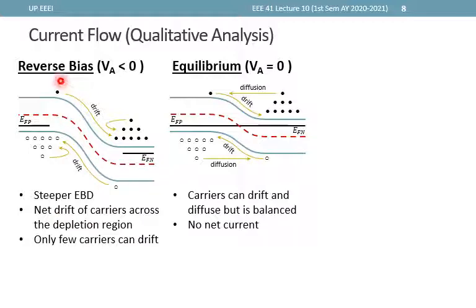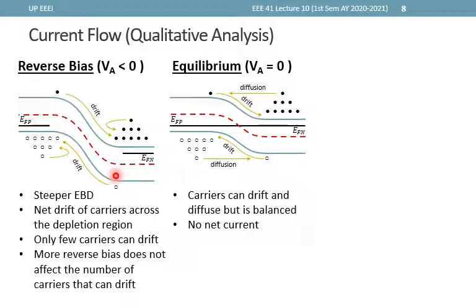However, there are only a few carriers that can drift. Remember that this is the p side, so there are only a few electrons. This is the n side, so there are only a few holes. And let's say we make this steeper, then the number of electrons that can drift will hardly change, and the electrons here will still not be able to diffuse, and that's why we get a current that is approximately not changing when we reverse bias our diode.